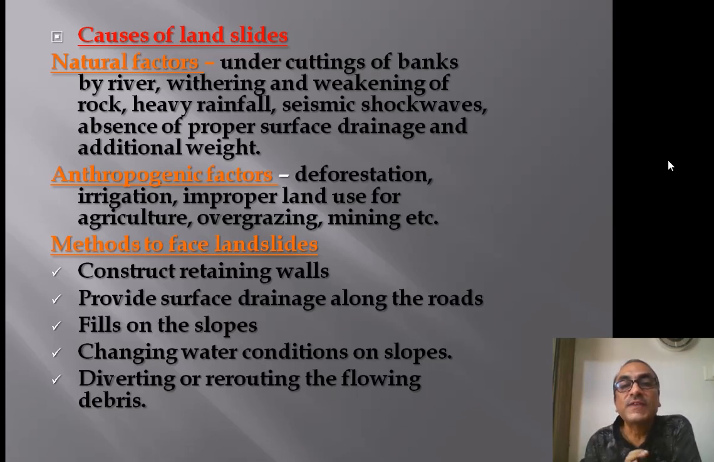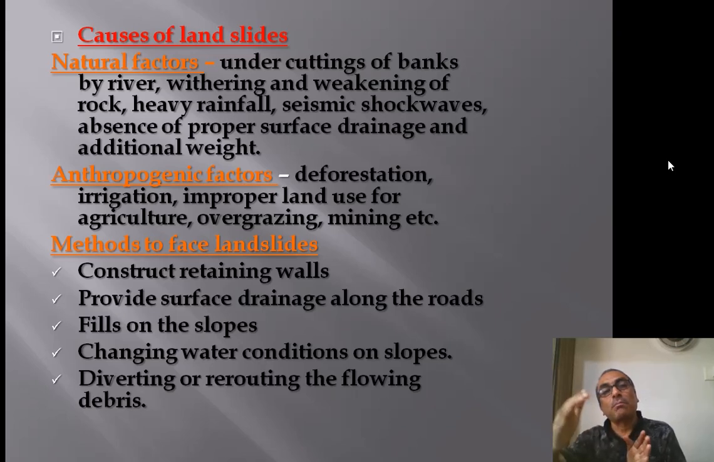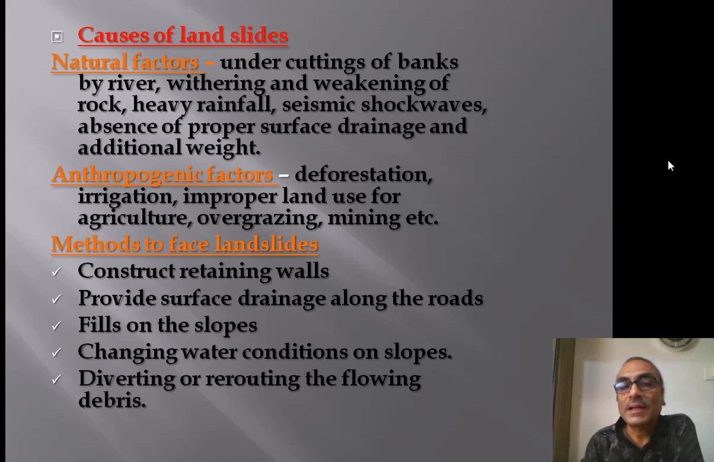Then provide surface drainage along the roads, so that along the roads, if we have a deep dug tunnels directed to some other place where it can be disposed of, so by that way also we can prevent the effect of landslide. And fills on the slopes. On the slopes of the mountain itself, if we have some pits where the trickling down mass can get accumulated or sink inside, so that can also be one way, having the fills on the slopes.